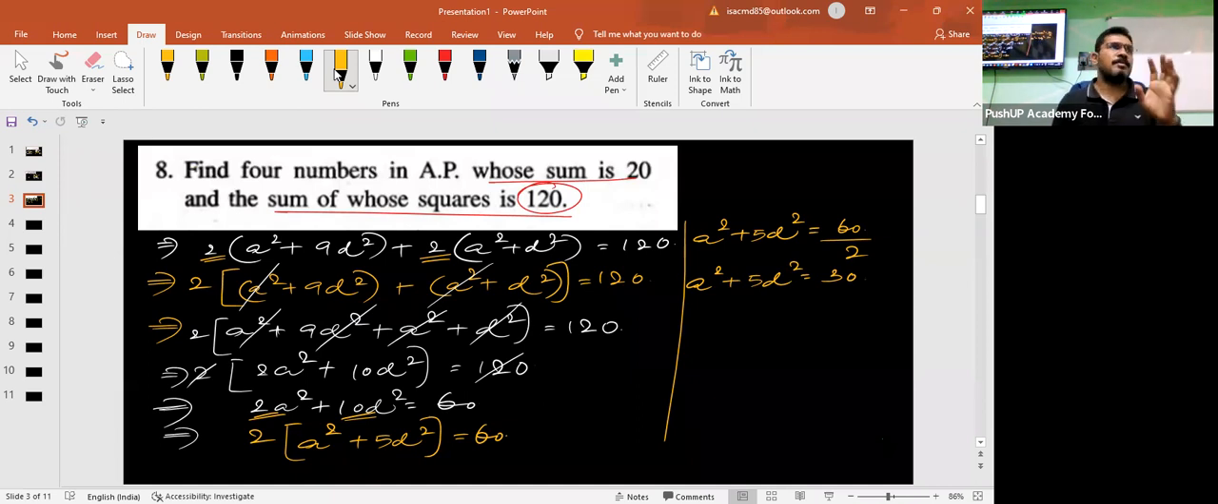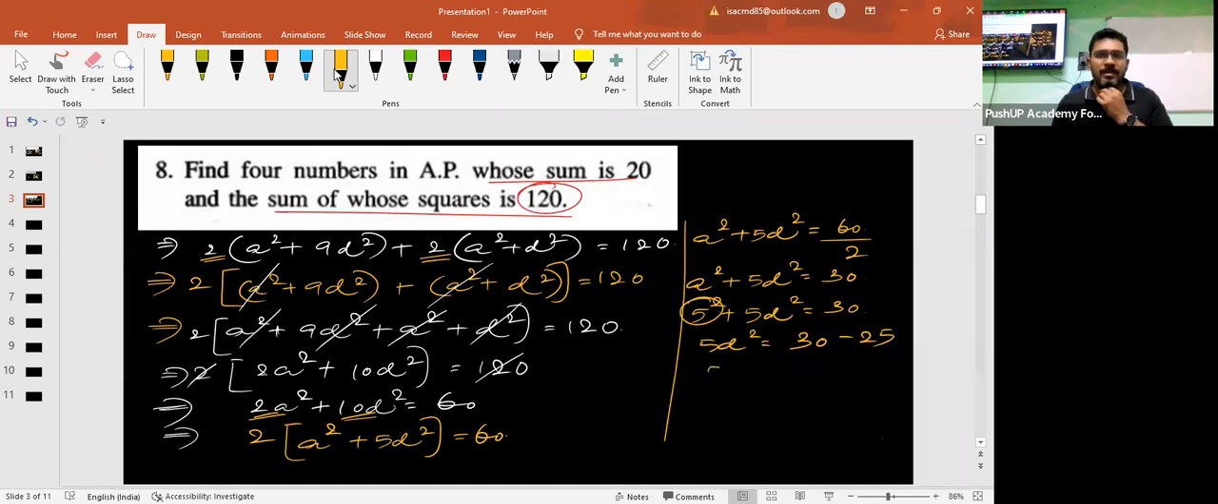Now it's high time to substitute the value of a. What was the value of a? I forgot. 5. So let's substitute 5 over here. 5 square plus 5d square is equal to 30. Therefore, 5d square is equal to 30 minus 25, as 5 square is nothing but 25. 5d square is equal to 5. D square is equal to 5 by 5, which is 1. For just getting 1, I did so much calculation. D is equal to plus or minus 1.